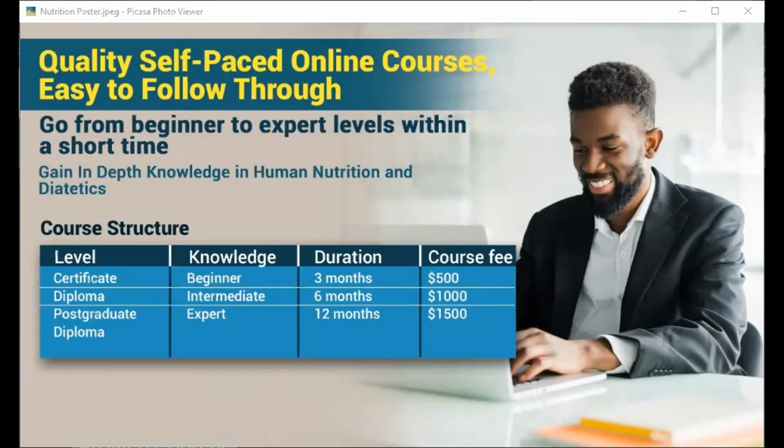I would also just like to tell our participants that for the diploma and the postgraduate, apart from the coursework that you do, you also have a project that you're supposed to undertake. And this is a very nice way to gain more knowledge and experience when it comes to nutrition and dietetics.